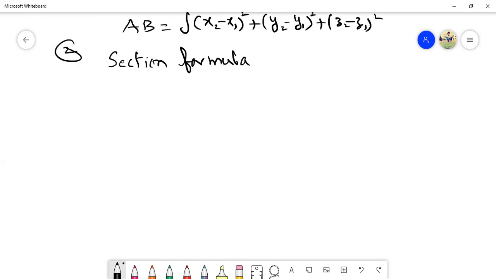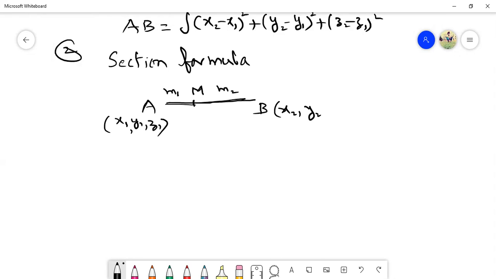Section formula for internal division. Suppose this is the line AB, which is divided by point M in the ratio m1:m2. And the coordinates of A are x1, y1, z1, and coordinates of B are x2, y2, z2. Then what will be the coordinates of M? Let us take x, y, and z.